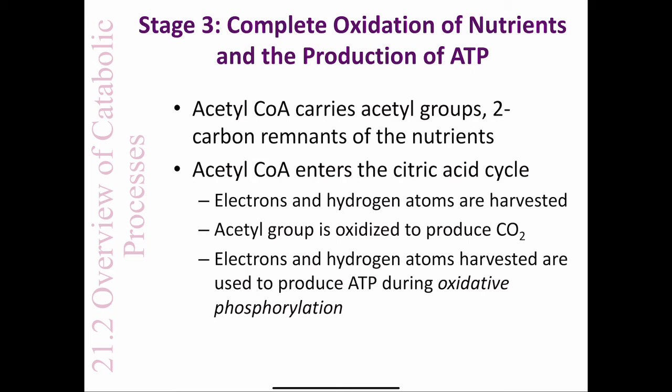Acetyl coenzyme A enters the cycle, and electrons and hydrogen atoms are harvested during the complete oxidation of the acetyl group to carbon dioxide. Coenzyme A is released or recycled to carry additional acetyl groups to the pathway. The electrons and hydrogen atoms that are harvested are used in the process of oxidative phosphorylation to produce ATP.